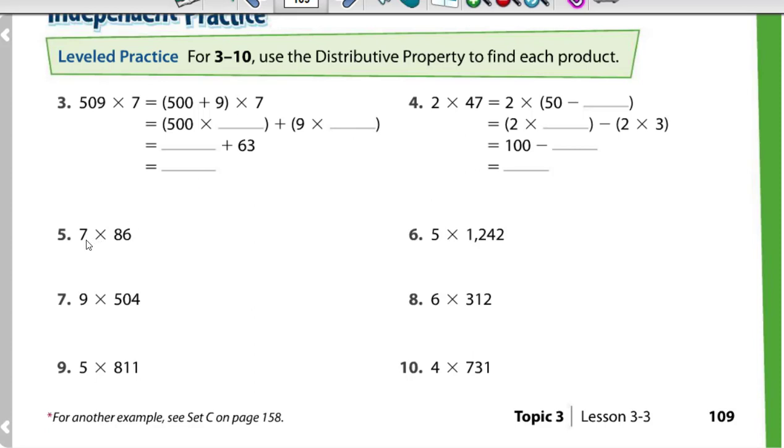We will do the same in questions 5 to 10. We will do it ourselves. Okay, in question 4 here you can see it's ready. We will complete only, and we will solve questions 5 to 10 the same way.